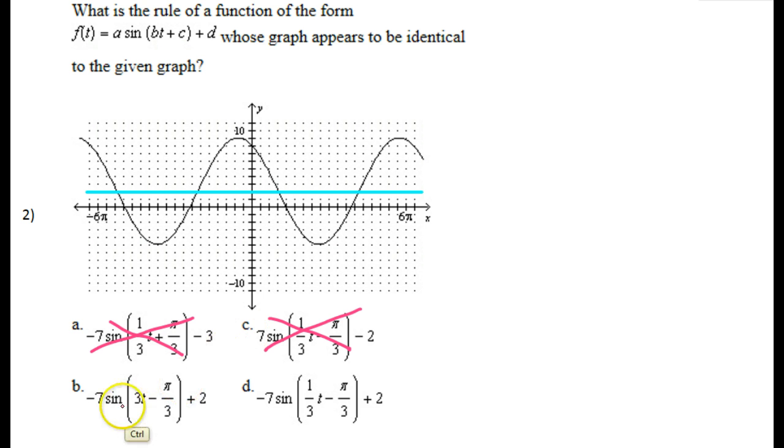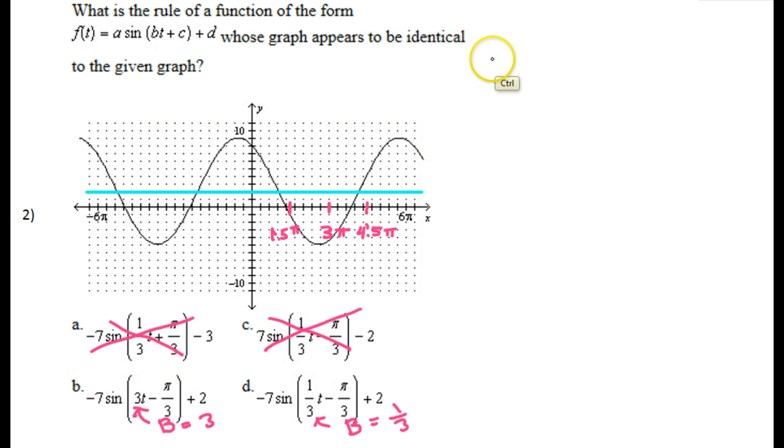Okay, now we don't get any help from the amplitude, the A value. They're both saying -7, which means up 7 and down 7. So let's see if we can narrow it down based on the period. Now, this one, the first one, has a B value of 3, whereas the second one has a B value of 1/3. Let's see which one gives us a period that's close to what we see here.